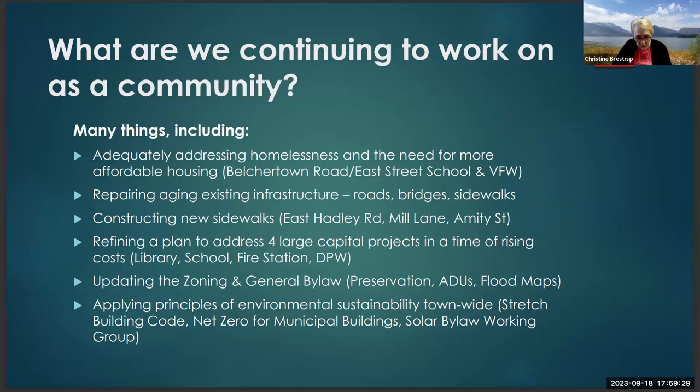Updating the zoning and general bylaw, which we have done recently through the preservation of historically significant buildings, ADUs, and the flood mapping bylaw, and then applying the principles of environmental sustainability townwide, which include the stretch building code, net zero for municipal buildings, and the solar bylaw working group.